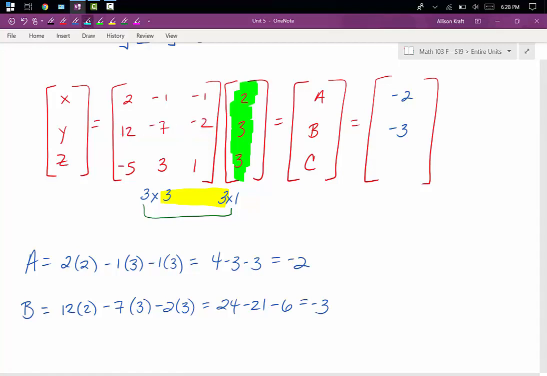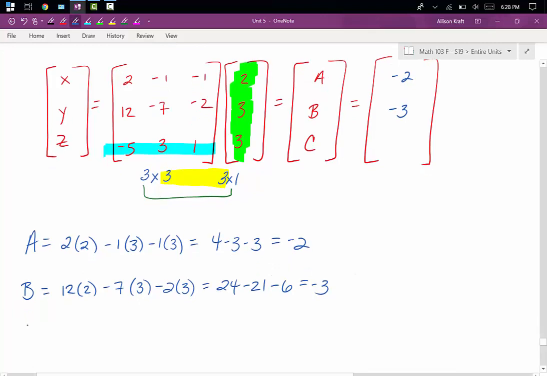And lastly, our element C is located third row, first column, so we'll be multiplying the third row of our first matrix by the first column of our second matrix. That'll be negative 5 times 2 plus 3 times 3 plus 1 times 3. It's negative 10 plus 9 plus 3 to give us a positive 2.